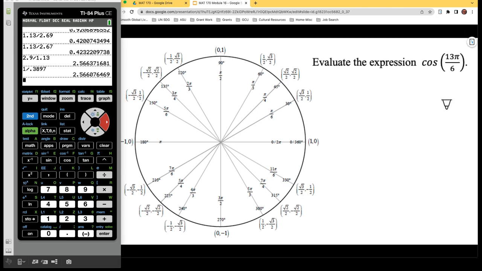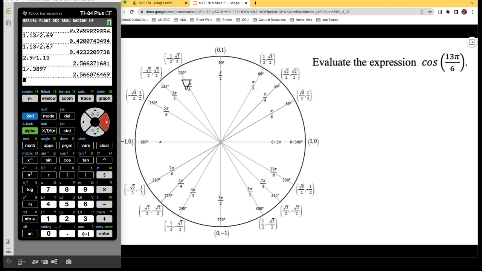Now let's take a look at how we can use the unit circle. Here's a copy of one. I do have a video in the course on how to create this. We talked about it in the measure triangles activity. The problem is 13 pi over 6.